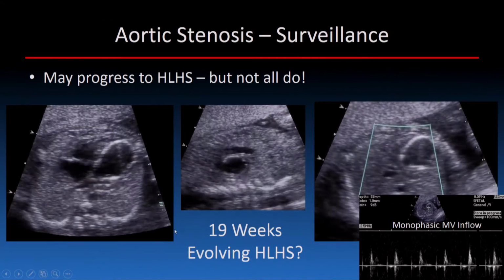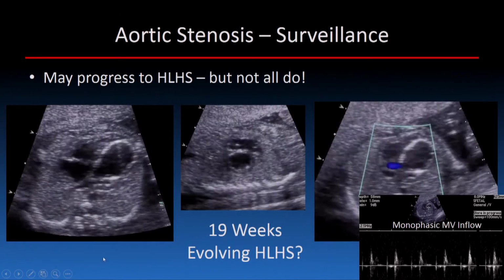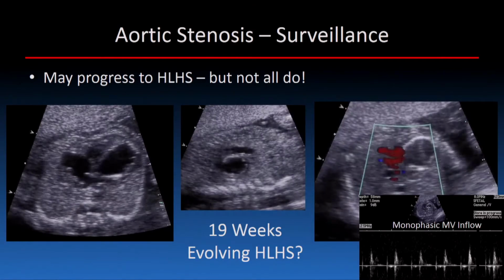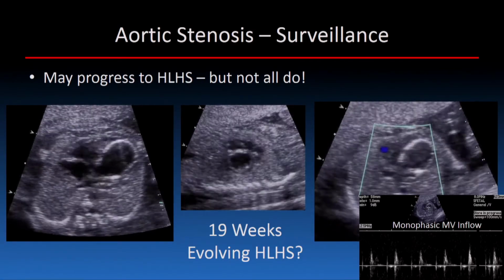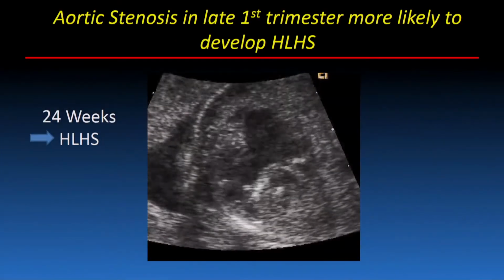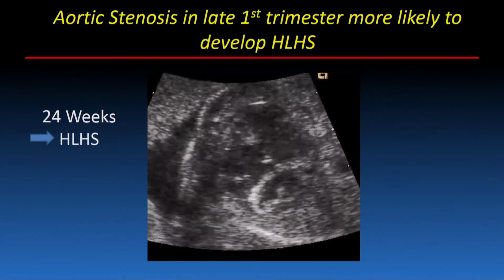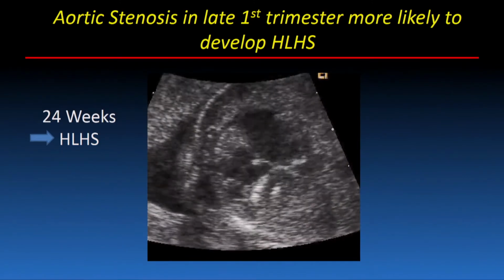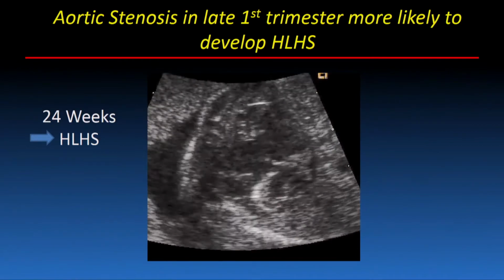You can see, again, this boggy, poorly contractile left ventricle with endocardial fibroelastosis here in the short axis as well. You can make that out, how poor that function is. And there was a monophasic Doppler inflow pattern across that mitral valve. So at 19 weeks, is this evolving HLHS? Well, the answer is yes. At 24 weeks, when we saw her back, again, we saw that the LV had shrunk down, and this patient went on to require single ventricle palliation postnatally.